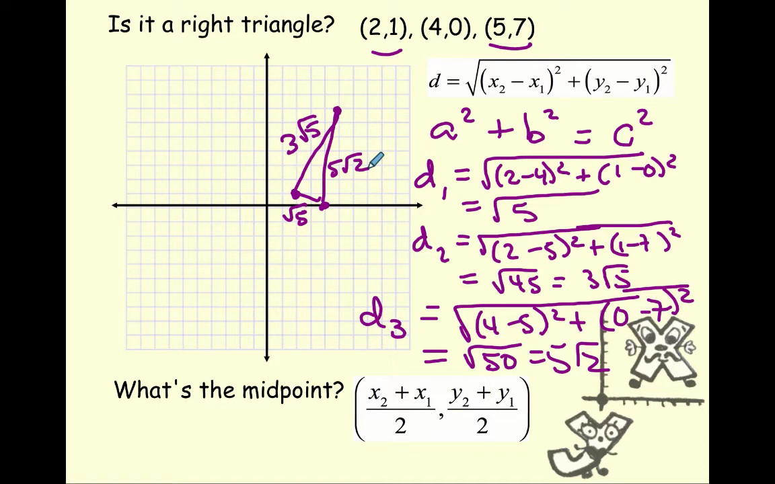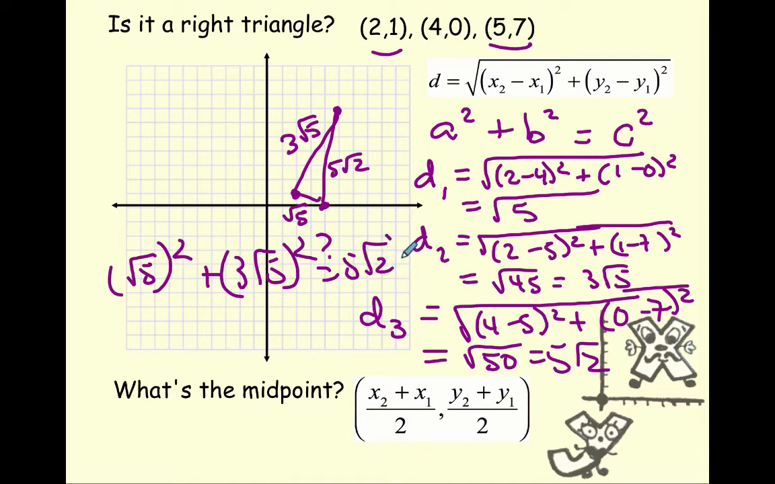To see if it actually is a right triangle, once we know those distances, we can use the Pythagorean theorem. Square root of 5 squared plus 3 square root of 5 squared, is it equal to 5 square root of 2 squared?